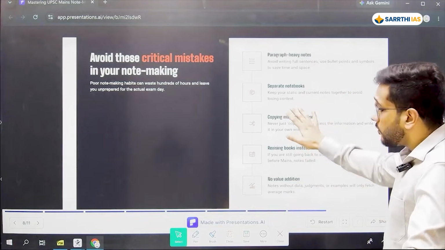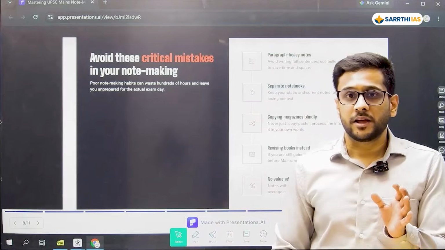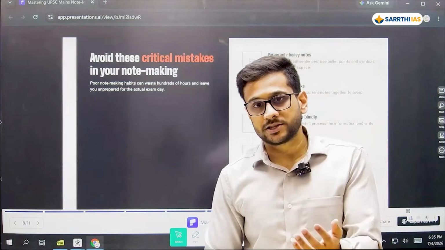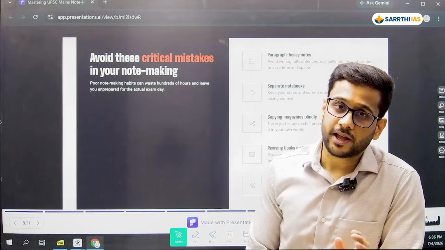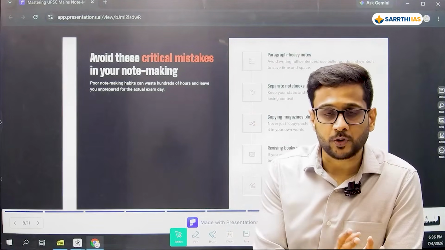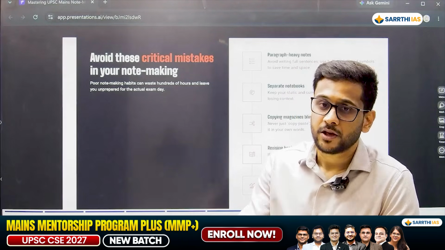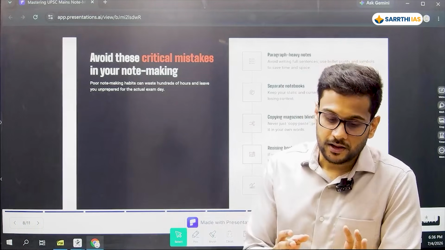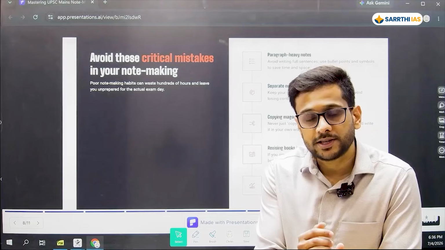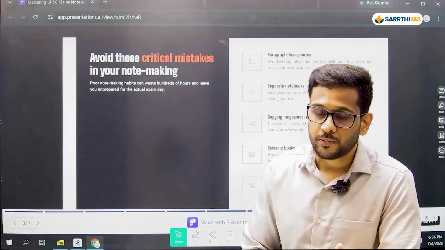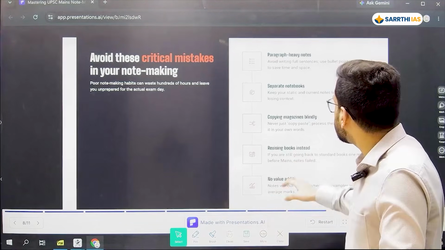Then avoid separate notebooks. Like try to integrate as much as possible. Let's say if you are reading about elections, election has a static portion, that does not mean that the static topic of election is in a separate notebook and all the current affairs topics, let's say SIR is a current affair, that is in another notebook. In the same notebook, in the same online notes, if you are mentioning the static part of election, then below that all the current affairs should come, so that you can revise it in a more integrated manner.